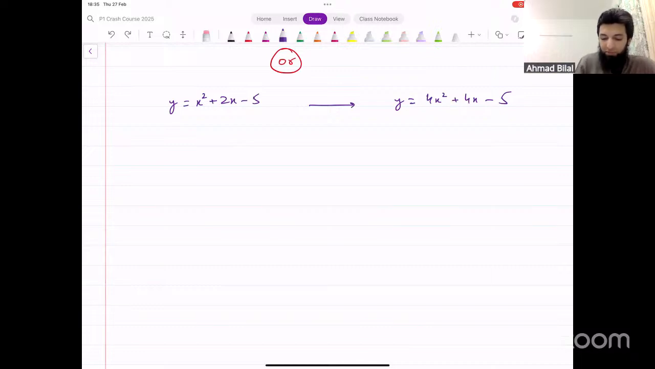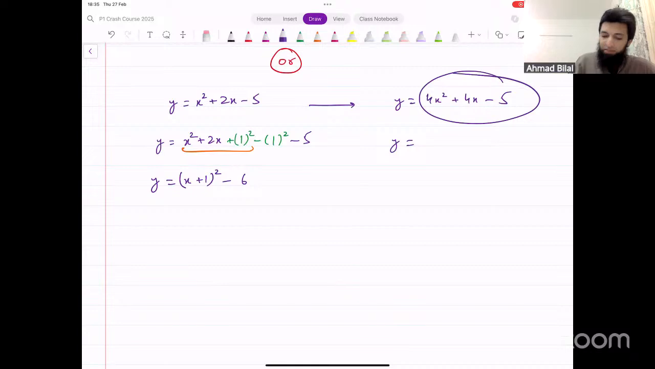Let's do this for the first one. It becomes x squared plus 2x. You add 1 squared, you subtract 1 squared, and you have minus 5 outside. These first three terms give you a perfect square, and that becomes x plus 1 whole squared minus 6. Okay, so that's the original function.